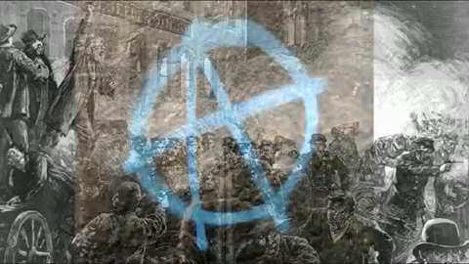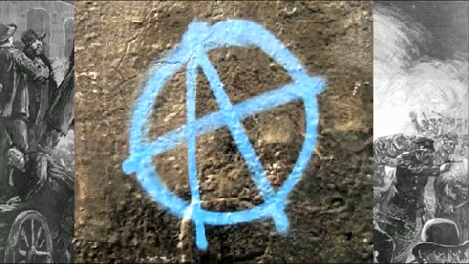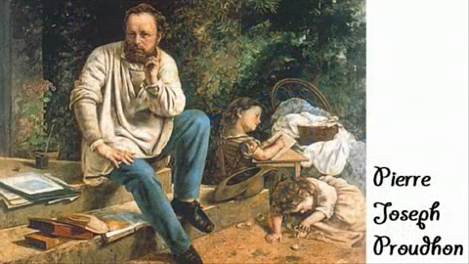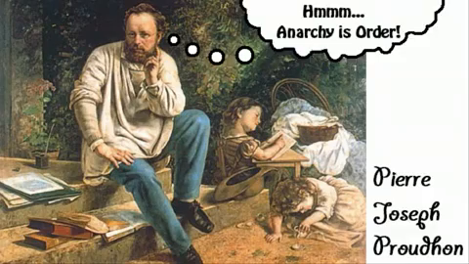The most common symbol for anarchism is the circled A. Few know that the origin of this symbol comes from Pierre Joseph Proudhon, who said that anarchy is order. The A stands for anarchy and the circle stands for order.